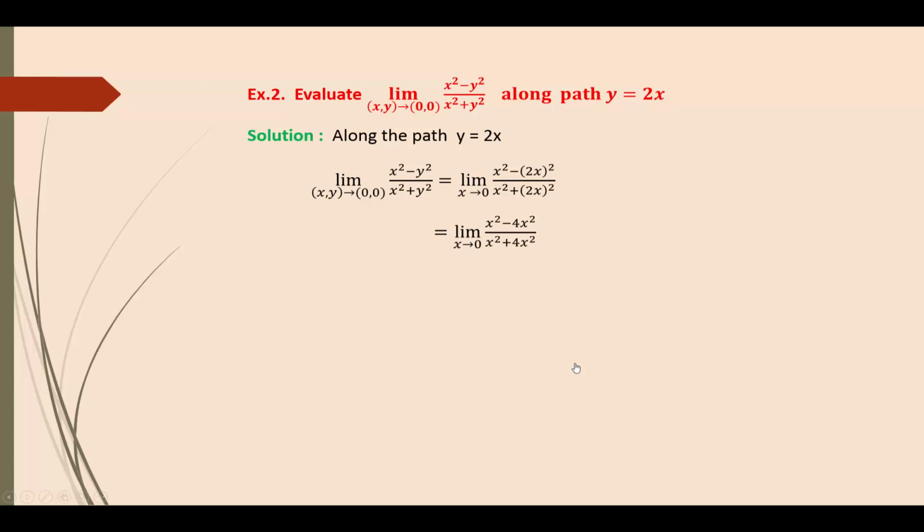We get limit as x tends to 0 of x square minus 4x square upon x square plus 4x square, which equals limit as x tends to 0 of minus 3x square upon 5x square. This x square cancels, so the limit as x tends to 0 of minus 3 by 5 equals only minus 3 by 5, which is the answer.